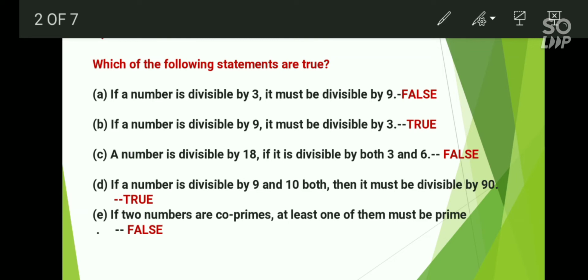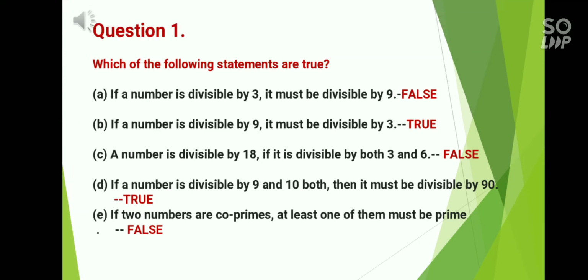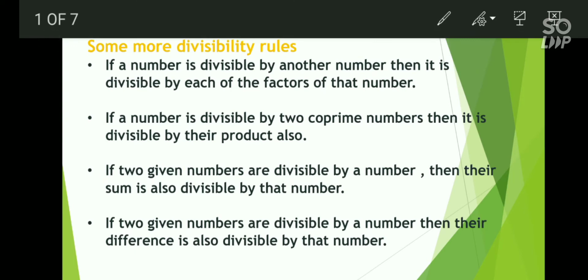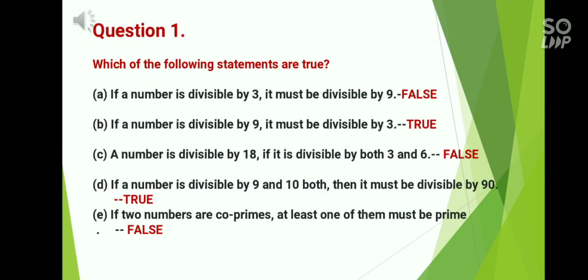If a number is divisible by 9 and 10 both, then it must be divisible by 90. It is true. We can take any example. 9 and 10 are co-prime numbers, so by applying the divisibility rule we can say that this statement is also true. If two numbers are co-primes, at least one of them must be prime. It is false. It is not necessary that one of them must be prime.